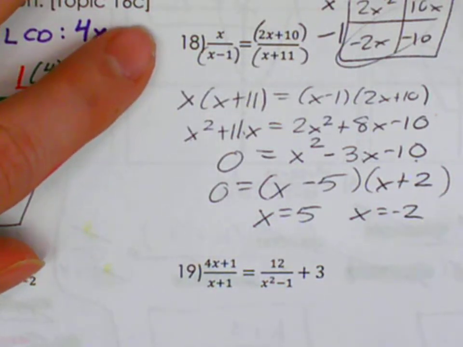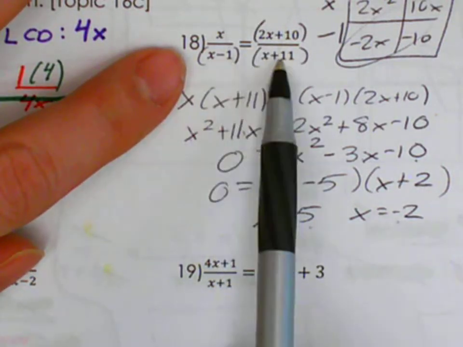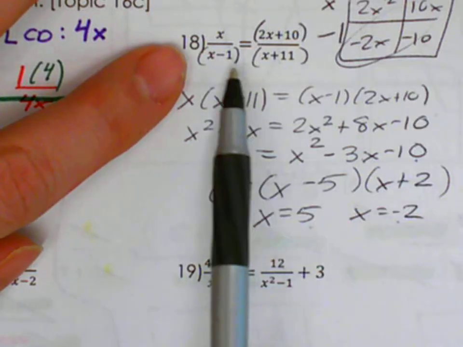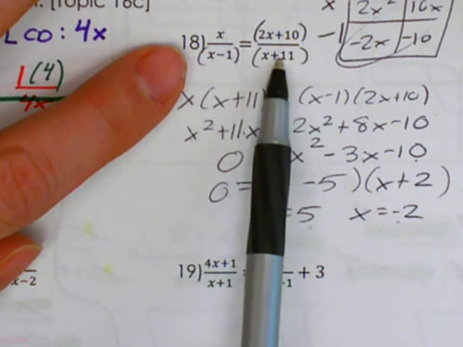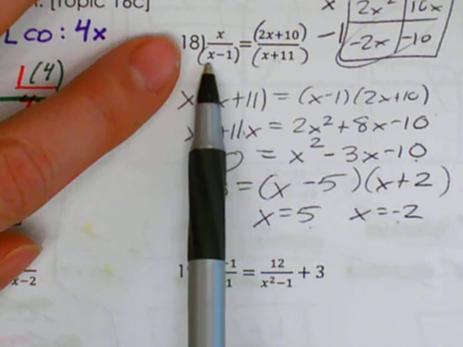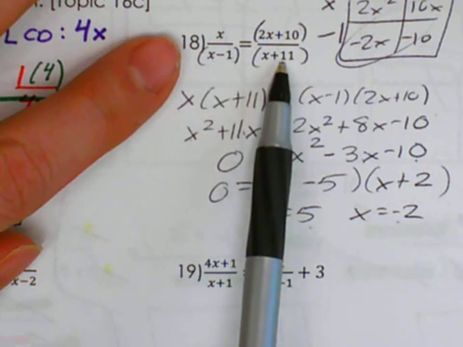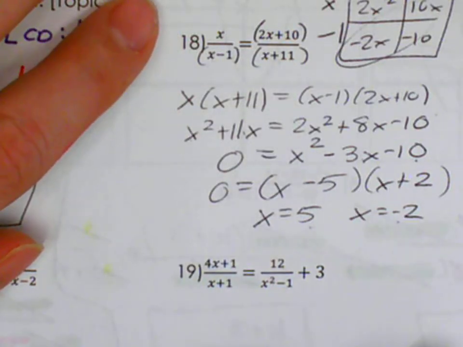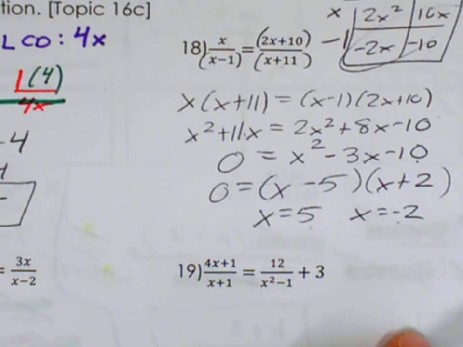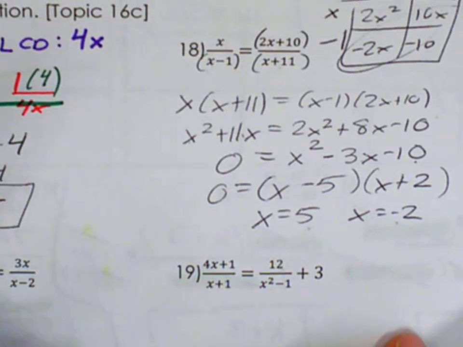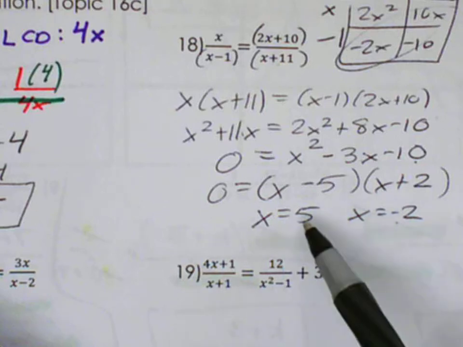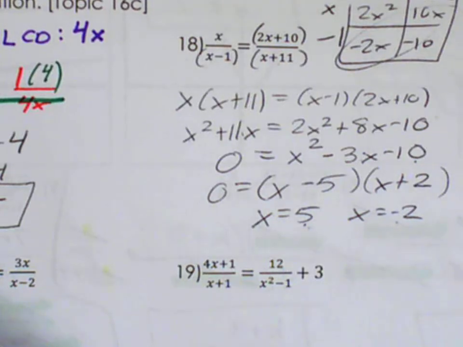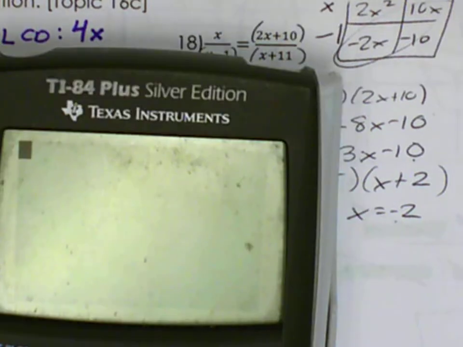So my first check is, if I put these numbers into the denominator, do they make it 0? No. If I put 5 in, I get 4. Here I get 16. Negative 2 gives me negative 3, and that gives me 9. So I'm okay on that end, but I also need to check for extraneous solutions. I need to make sure they both work. When I say work, I mean when I plug these answers back in, the left side needs to equal the right side. So I'm going to use my calculator to do this.